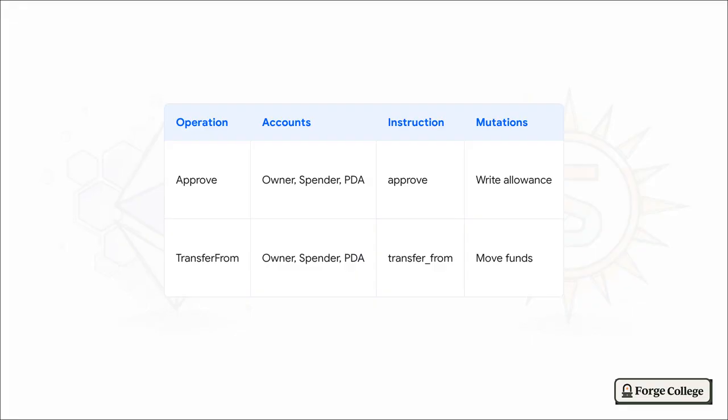Assuming we pick the separate PDA route, we document it. For an approve flow, we pass the owner, the spender, and the brand new allowance PDA to write the allowed amount. For transfer_from, we gather the owner's token account, the recipient's account, the spender as a signer, and that specific allowance PDA. The program checks the PDA, decreases the allowance, and moves the funds.